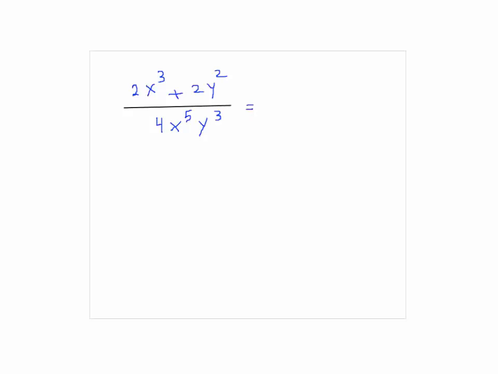By dividing out 2 and 4, and then subtracting 3 minus 5 from the exponents, and subtracting 2 minus 3 from y exponents. Okay, you have to be very careful with reducing this. The only way we can reduce this is if I separate this. See, this would be 2x to the power of 3 over, because this denominator here belongs to both of the numbers at the top of the fraction.